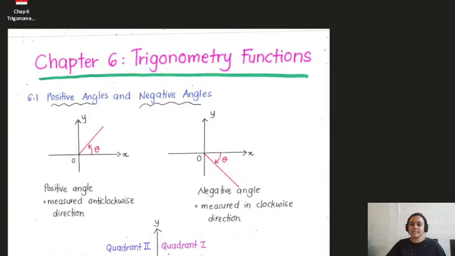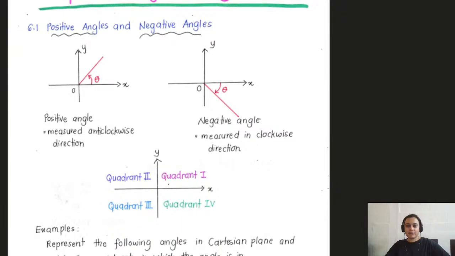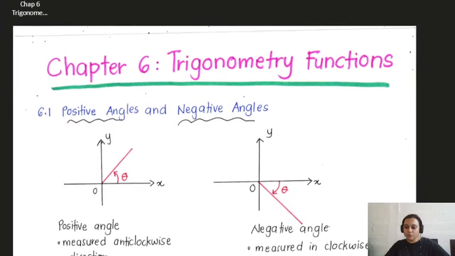So kita boleh mula. Let's get started with 6.1. Okay, positive, negative angles. Sudut yang positif, sudut yang negatif. Okay, so macam mana nak cari sudut? Okay, before that, teacher want you all to take note.